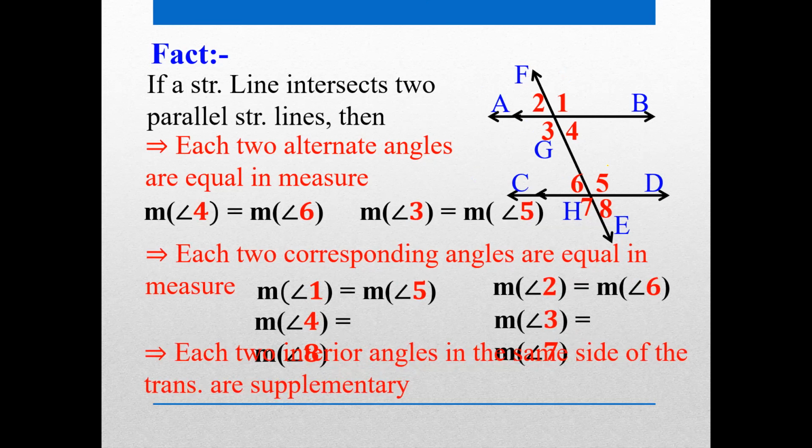Each two interior angles on the same side must be supplementary, and supplementary means their sum is 180 degrees. Each two interior angles, like 4 plus 5 equals 180, and 3 plus 6 equals 180 degrees.